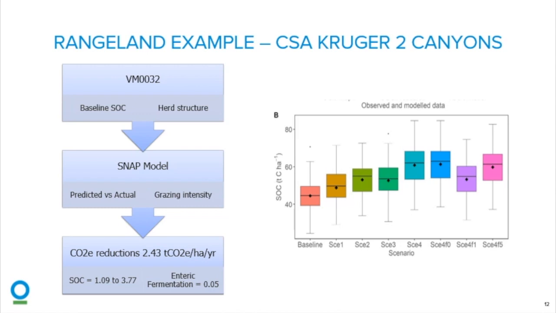The project will use VM0032. We have completed a pilot study to assess the baseline soil carbon stocks and have run some preliminary iterations of the SNAP model, changing input parameters such as grazing intensity and herd structure.